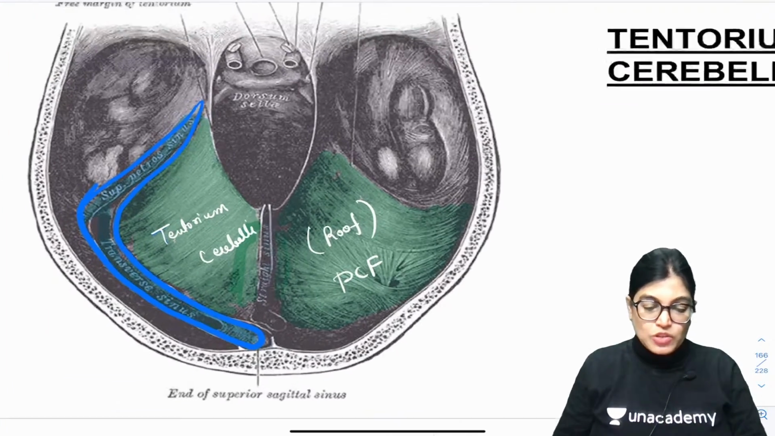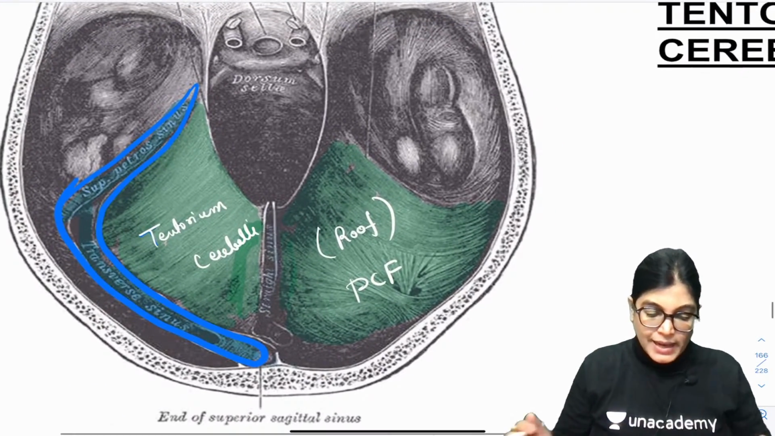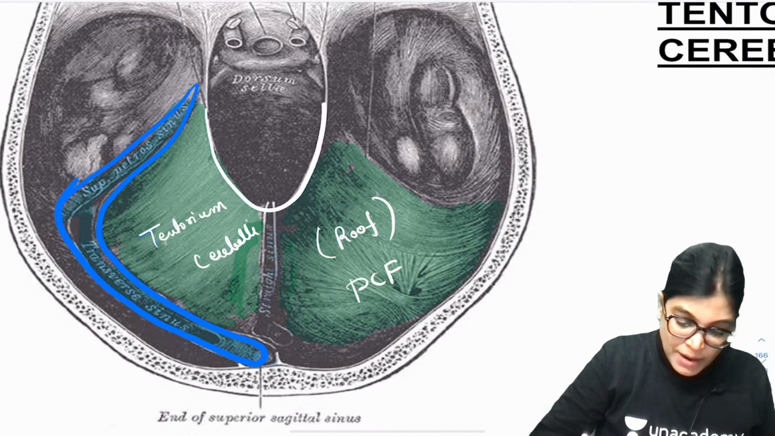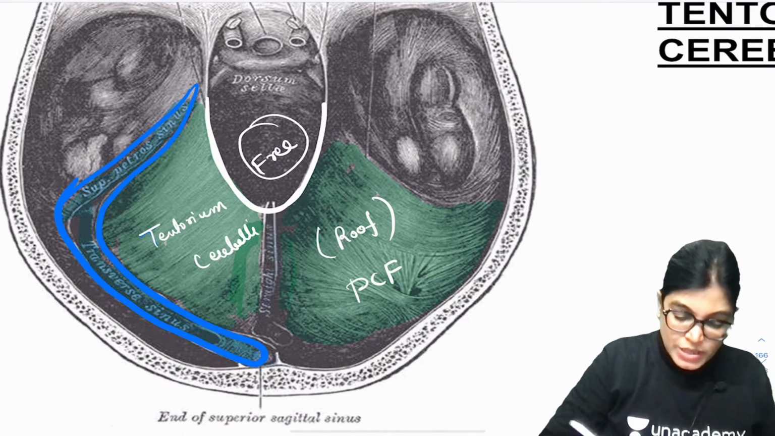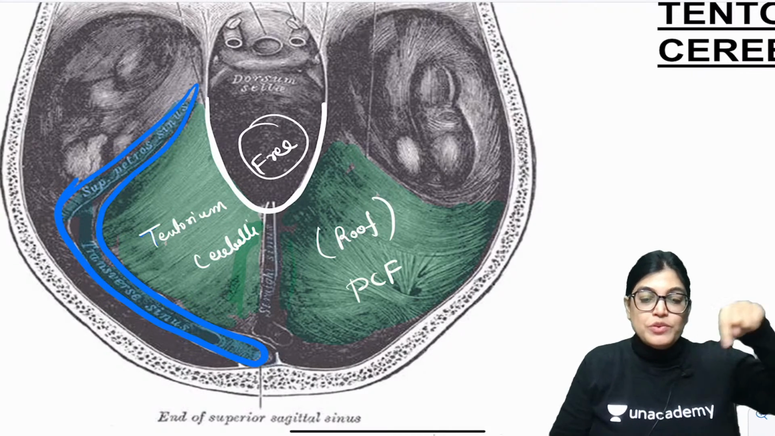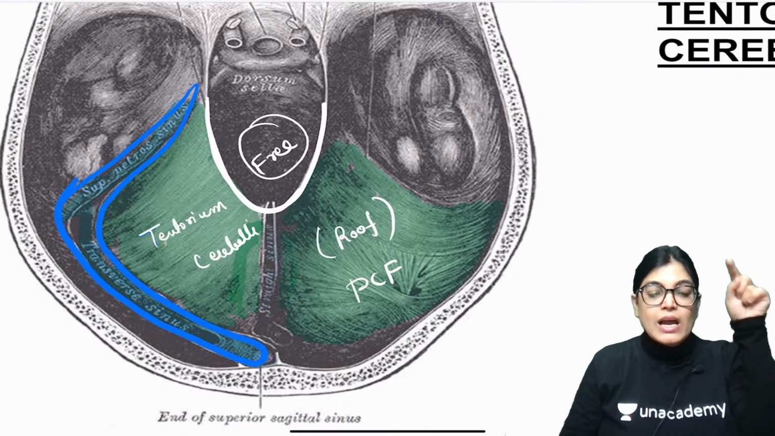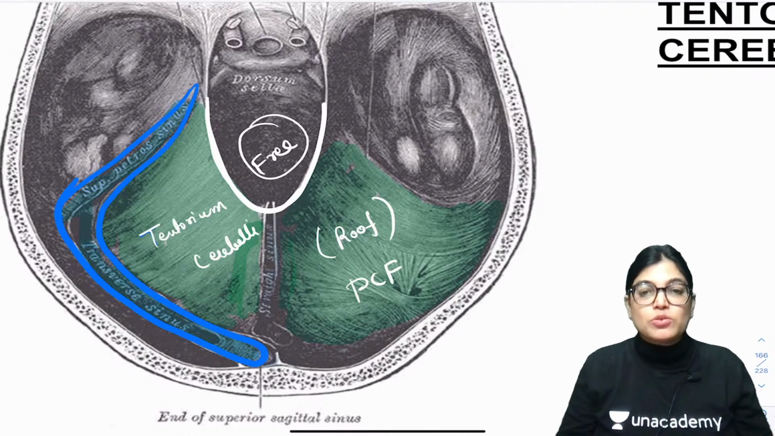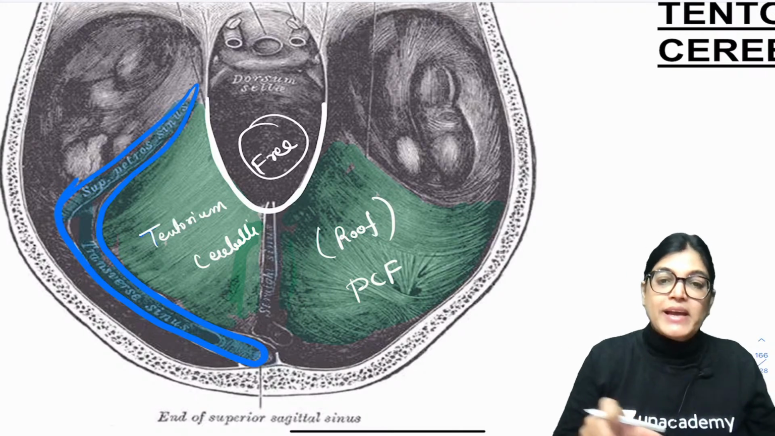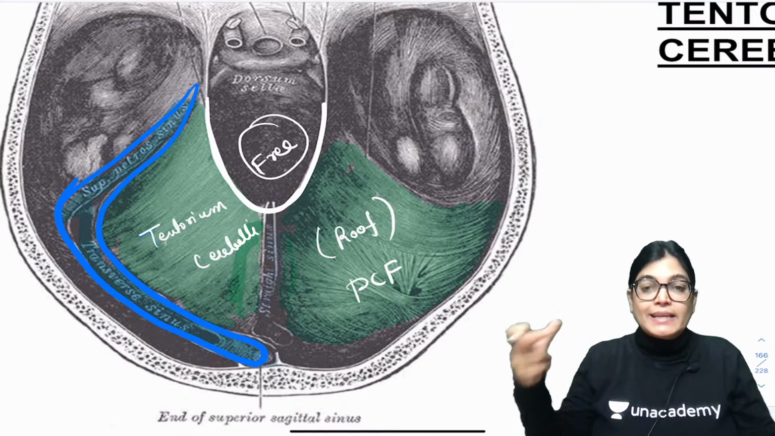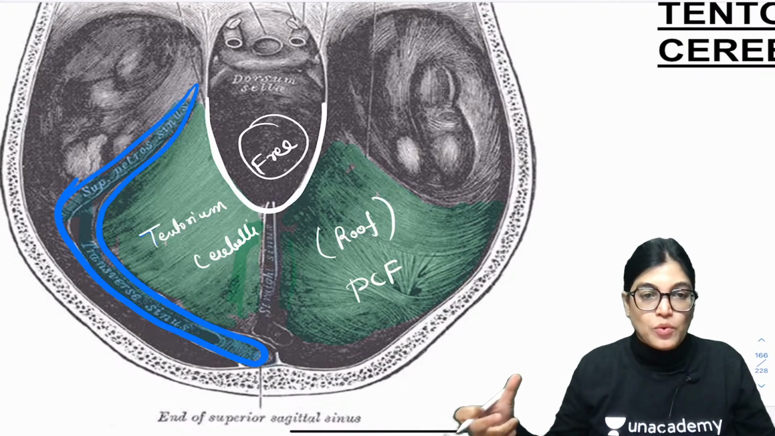Another important thing which you can appreciate, let me again highlight this diagram, is that this border is the free margin. Can you see here? This is the free margin of the tentorium cerebelli. It is in the form of a U shape. Actually, it is in the form of an oval notch which is called the tentorial notch. What passes through the tentorial notch? Through this space the midbrain passes and forms a connectivity between the hindbrain and the forebrain.